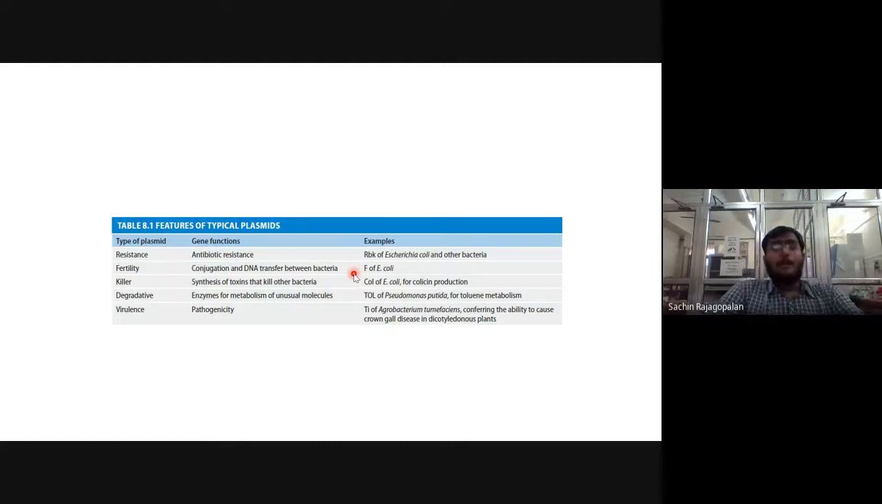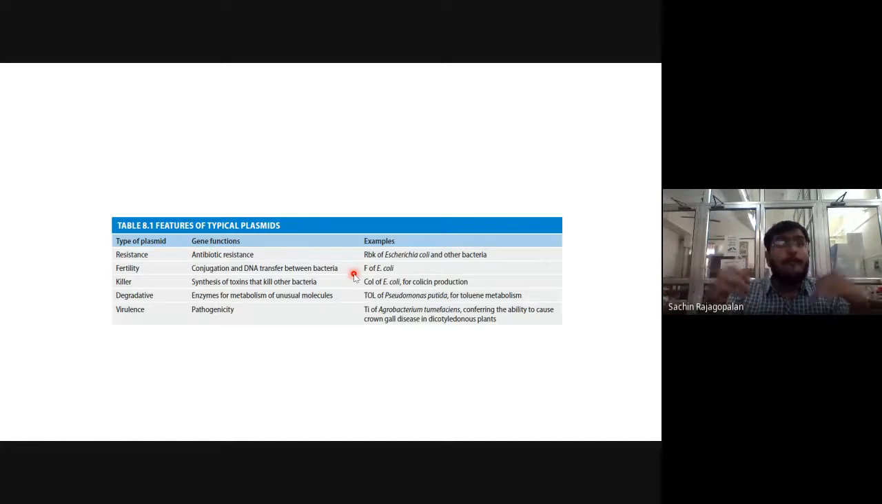Plasmids can code for antibiotic resistance. Plasmids can code for fertility, wherein, as I said, a bacteria which has a plasmid will have pili, that tunnel, that channel through which they can share the plasmid with another bacteria and carry out conjugation. So that is fertility, because they are in a way sharing their genetic material.